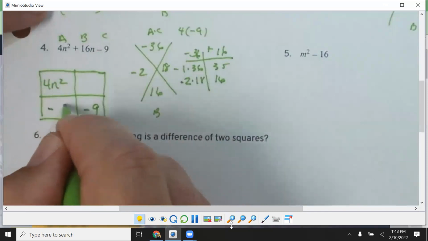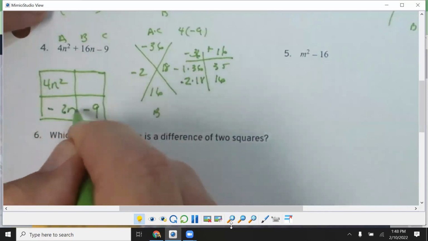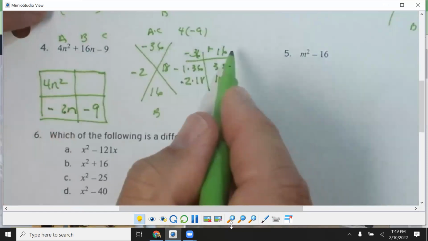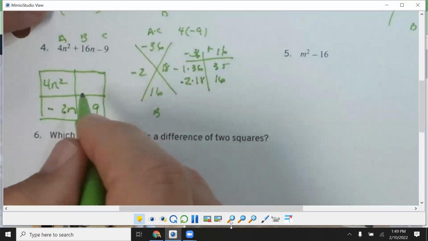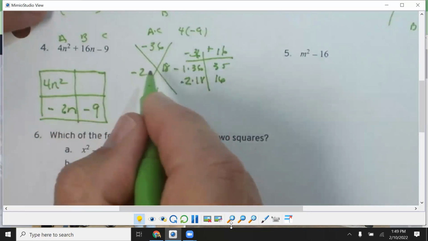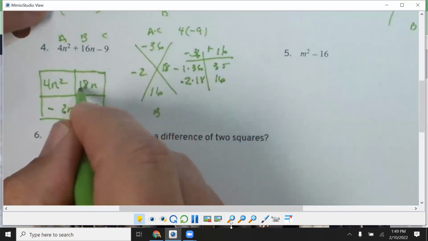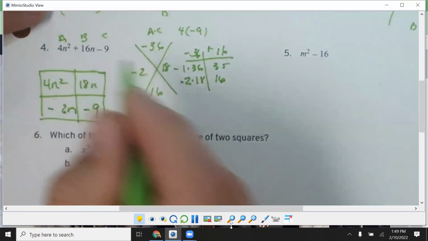I'm going to put the -2 here, and we had to put a letter n in there because remember we're trying to get 16n. We're not just trying to get 16. We're trying to get 16n. So we just put in for the two numbers here. So this will be 18n. So see, 18n minus 2n is a 16n.